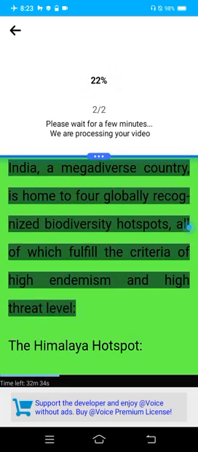India, a megadiverse country, is home to 4 globally recognized biodiversity hotspots, all of which fulfill the criteria of high endemism and high threat level. The Himalaya hotspot.